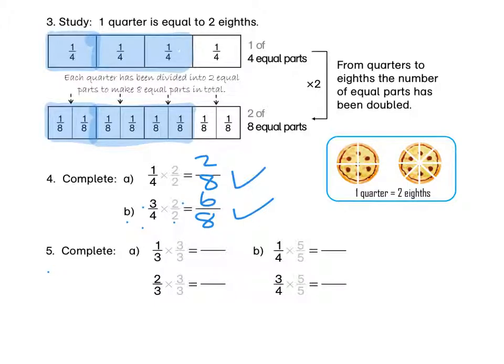For 5, 1 out of 3, if we times top and bottom by 3, we get 3 out of 9. And 2 out of 3, if we times top and bottom by 3, which is again just the same as multiplying it by 1, 2 times 3 is 6, and 3 times 3 is 9. B, writing the equivalent fractions here, we get 5 out of 20. And over there, we get 15 out of 20.